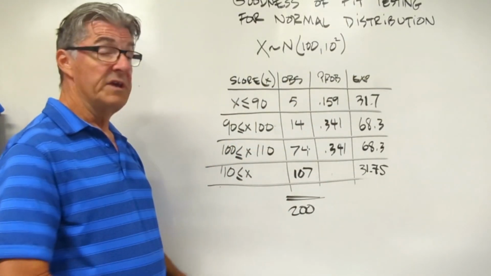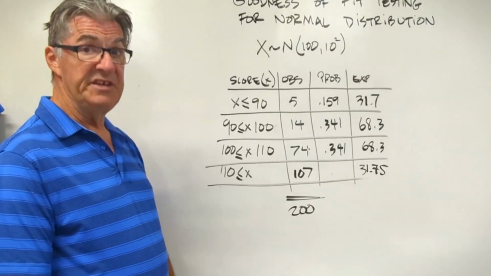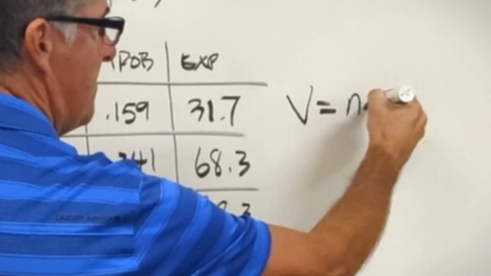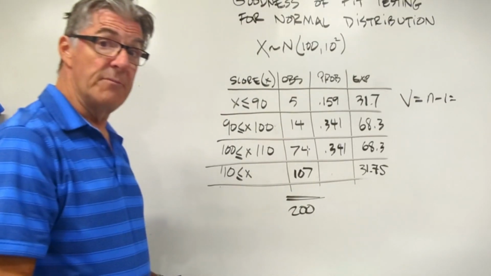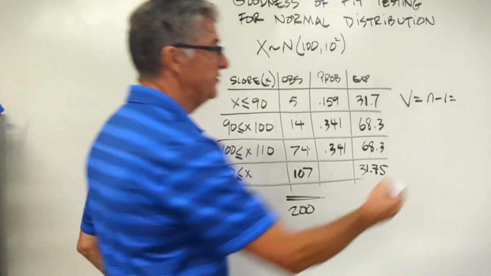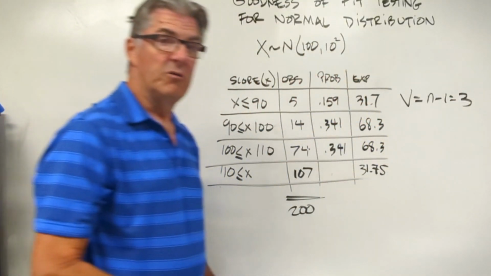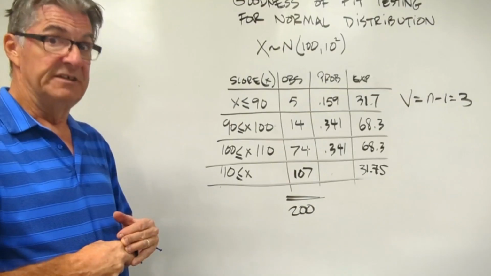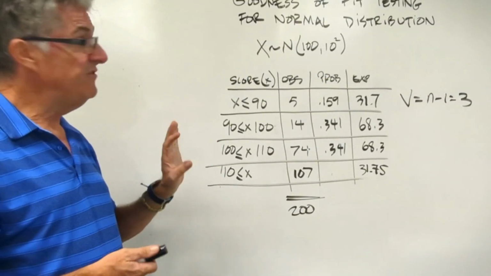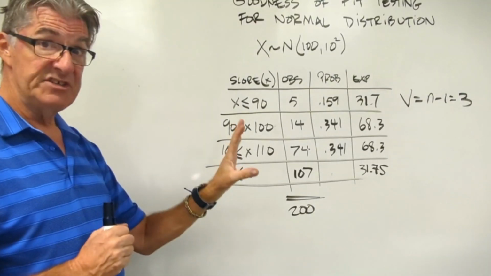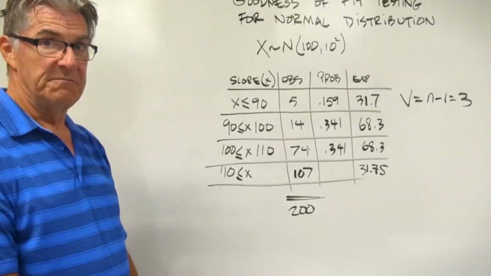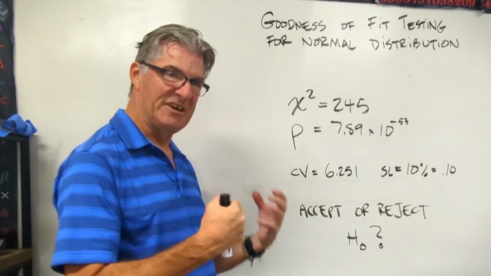So now we can find our degrees of freedom. Remember, we use v, and it's n minus 1, and n is the number of categories. So we have 1, 2, 3, 4 categories, minus 1 is 3. So now we have our degrees of freedom. Okay, so what I want you to do is pause the video and find your chi-square and your p-value for this scenario.